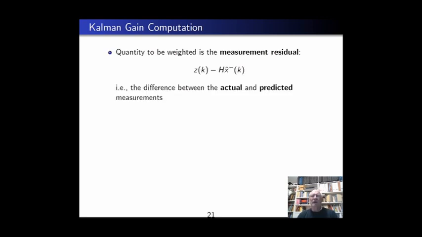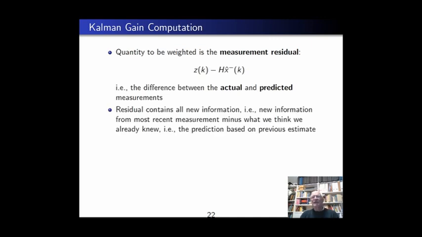Now the quantity to be weighted is the measurement residual. If you recall, that's the difference between the actual measurement and the predicted measurement. The actual measurement is z at time step k, and the predicted measurement is the measurement matrix H times the estimate that we had after the prediction step, so x hat minus at time step k. The residual contains all the new information. That is, the new information from the most recent measurement minus what we think we already know, i.e. the prediction based on the previous estimate.